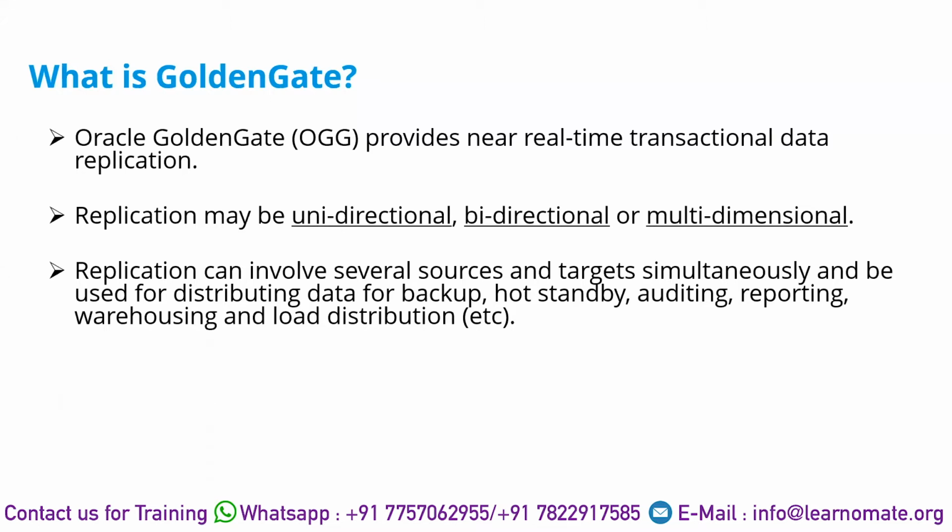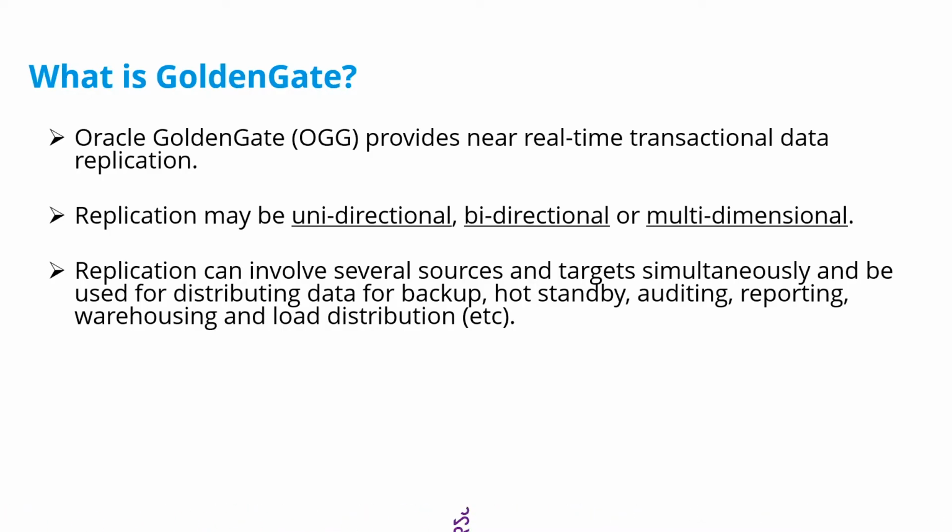So there can be one source and multiple targets, meaning you want to replicate the same data to multiple systems, or there can be multiple sources replicating data to a single target, like in data warehousing. Because it's real time, you can use it to distribute data for backup, hot standby, auditing, reporting, warehousing, as well as load distribution. So GoldenGate has a lot of capability.